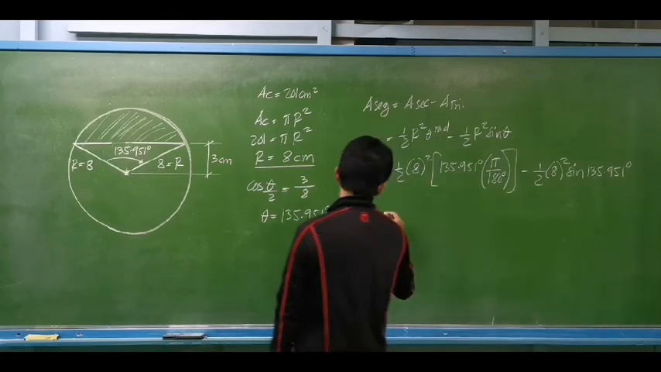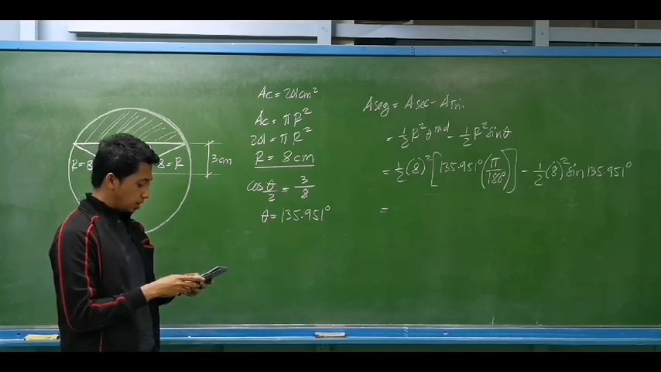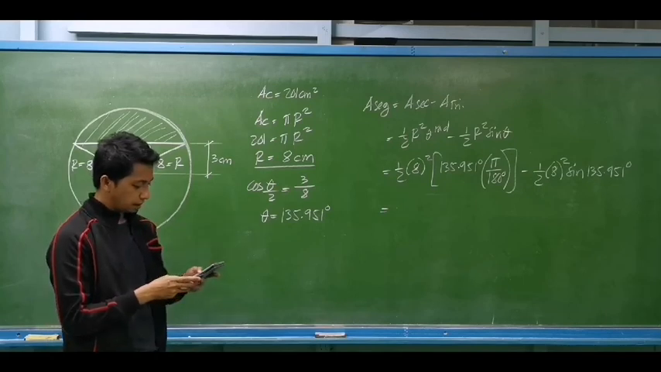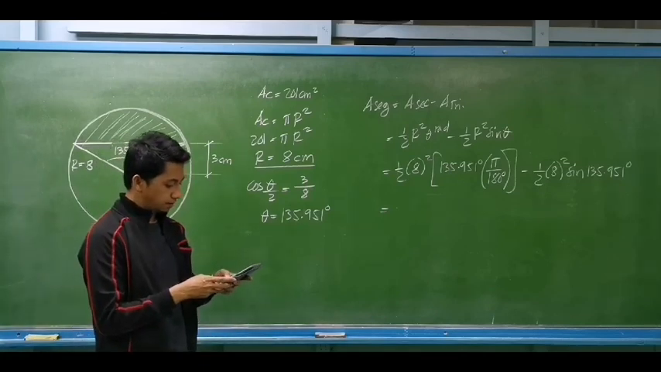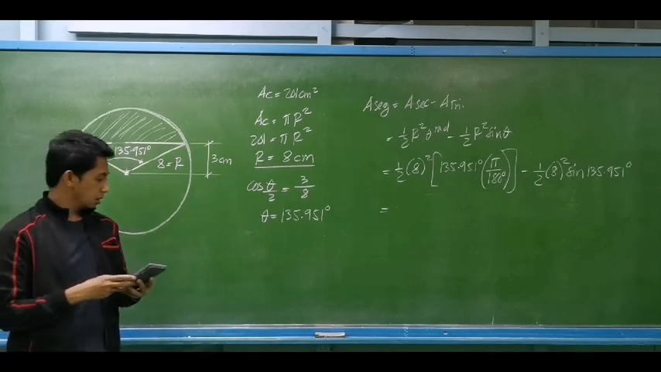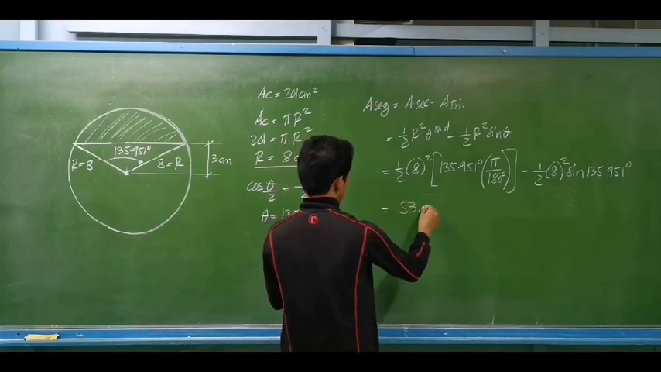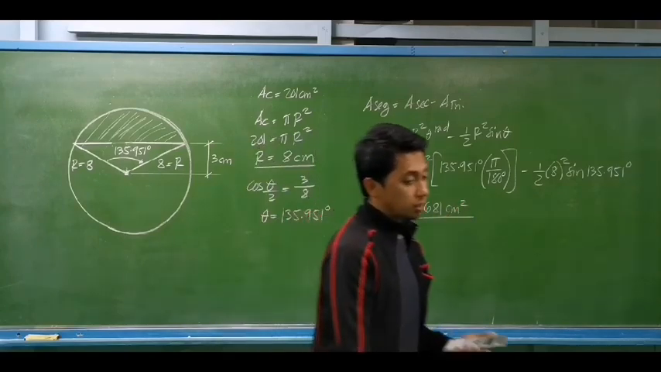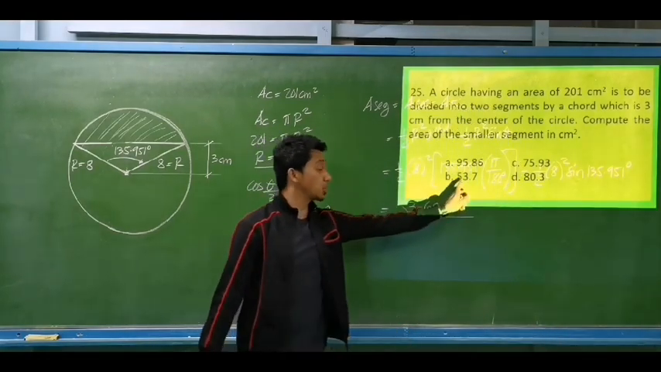135.951 degrees. So, let's get the area of the smaller segment. That is 1/2 of 8 squared, multiplied by 135.951 degrees, multiplied by pi over 180 to be in radians, minus 1/2 of 8 squared, the sine of 135.951. So we have the area of the smaller segment, this is 53.681 square centimeters. And let us check our choices. 53.681, the closest is letter B, 53.7.